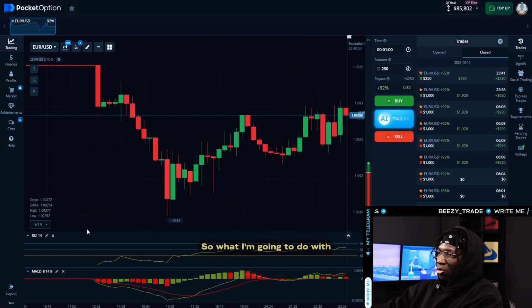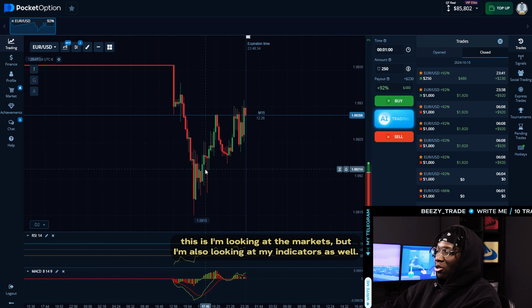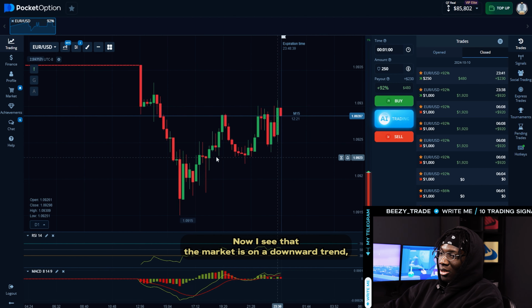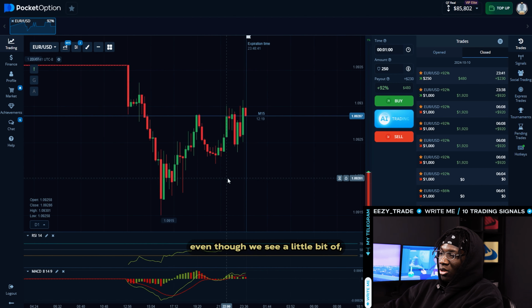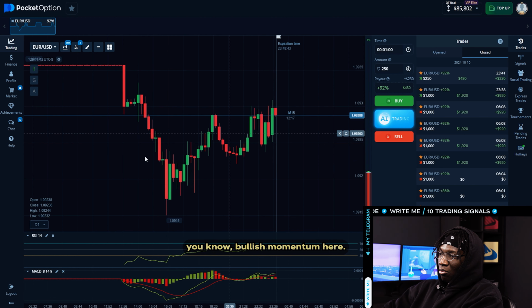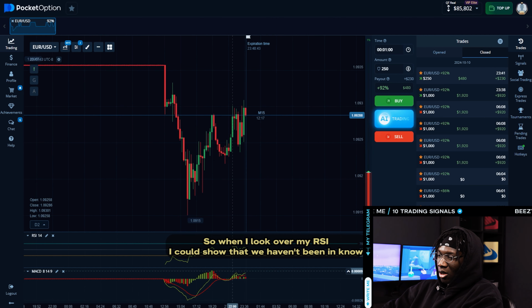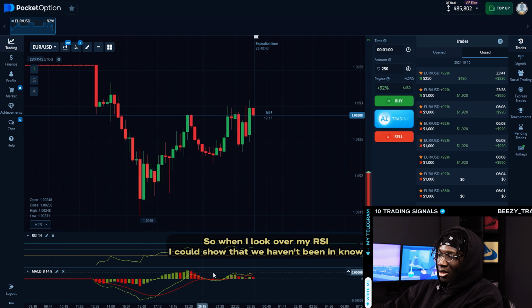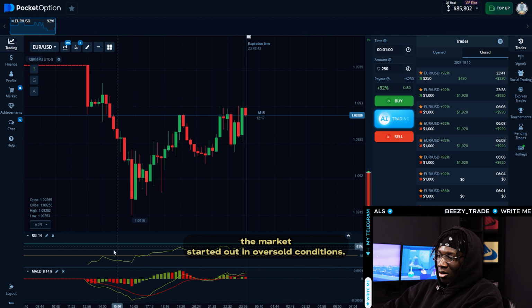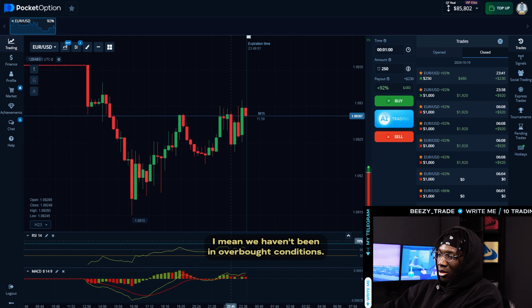So what I'm gonna do with this is I'm looking at the markets, but I'm also looking at my indicators as well. Now I see that the market is on a downtrend, even though we see a little bit of bullish momentum here, but we're talking overall, right? So when I look over at my RSI, I can show that we haven't been in oversold condition at all. The market started out in oversold conditions. I mean, we haven't been in overbought conditions.